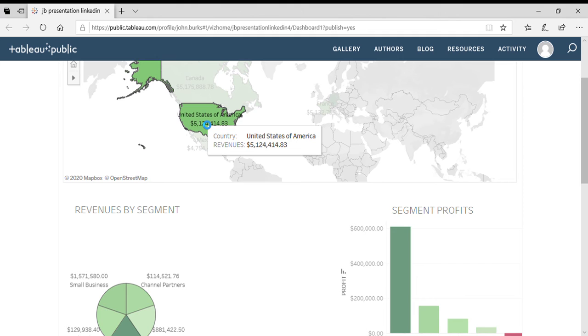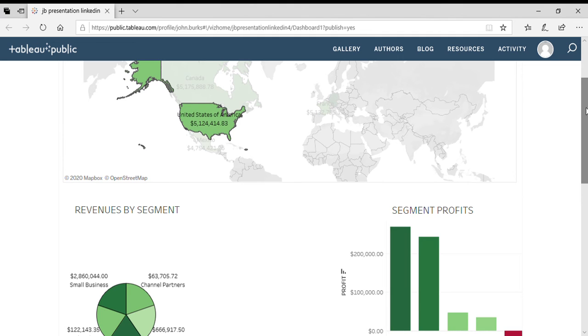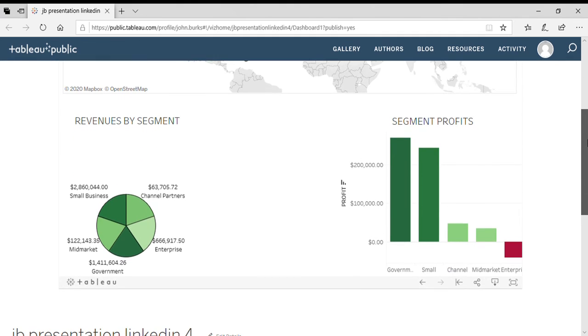And then we go to the United States map. Click on the United States map. Revenues by segment, your segment profits, and then you can see the government and the profits by the small business are very similar. So that's interesting in looking at this, to see that your profits from the small business is almost similar to what you're receiving from the government. And then again, enterprise is still your underperforming segment.